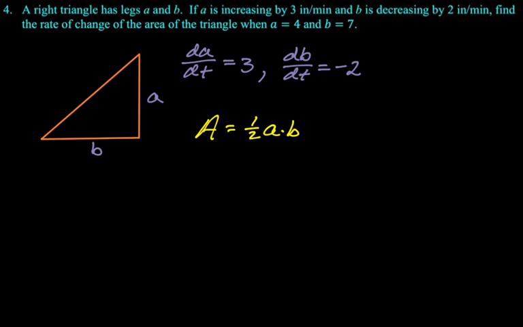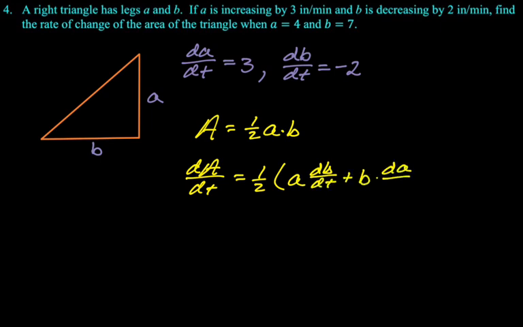I need to find the derivative with respect to t, which means capital A is a function of t, lowercase a is a function of t, b is a function of t, so all their derivatives are d whatever dt, and on the right-hand side we need to use the product rule. So dA/dt is going to be 1/2 the quantity, first a times dB/dt, plus second b times dA/dt.